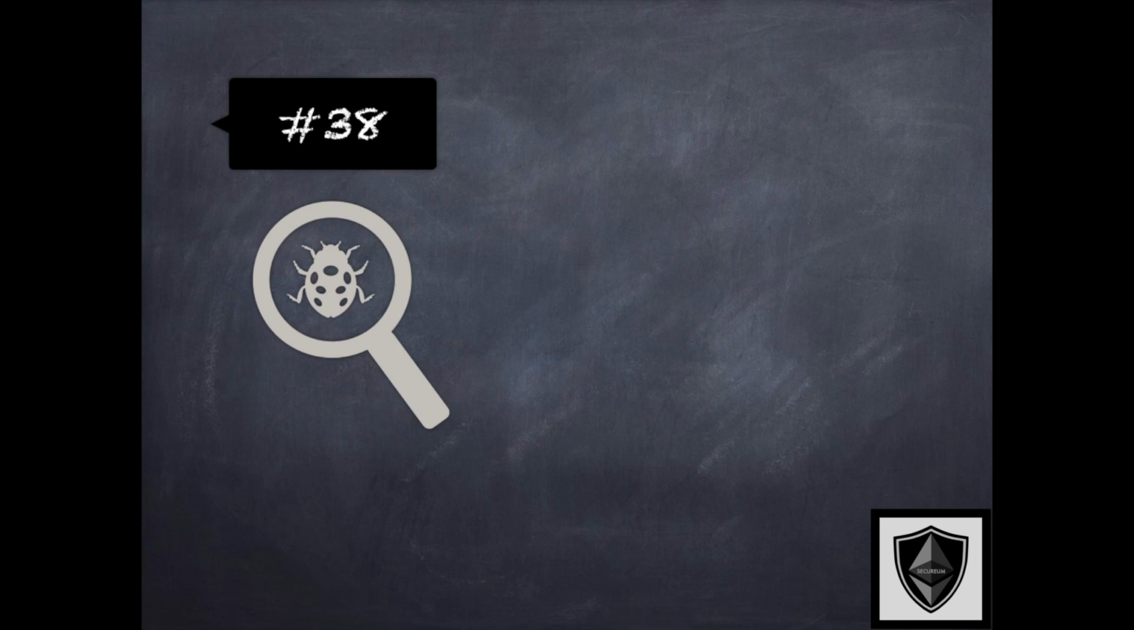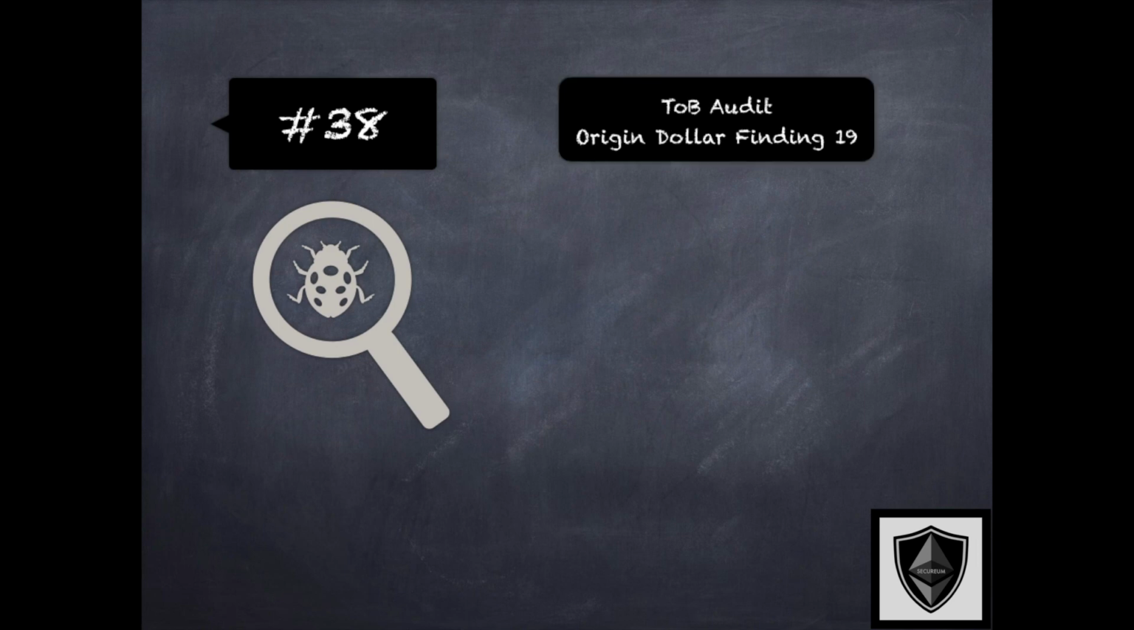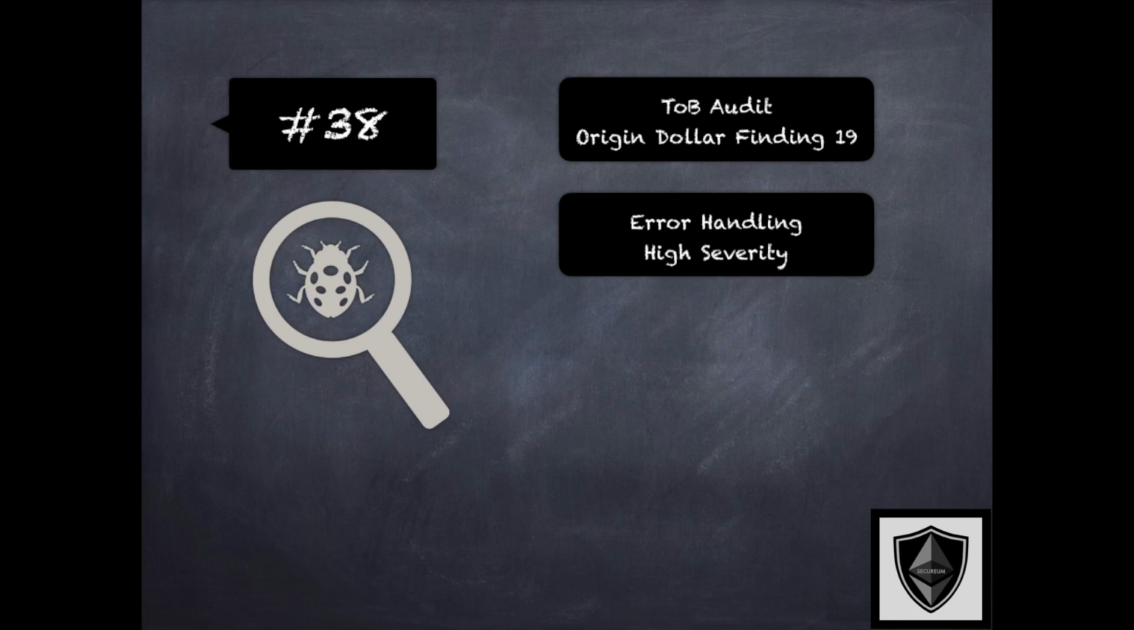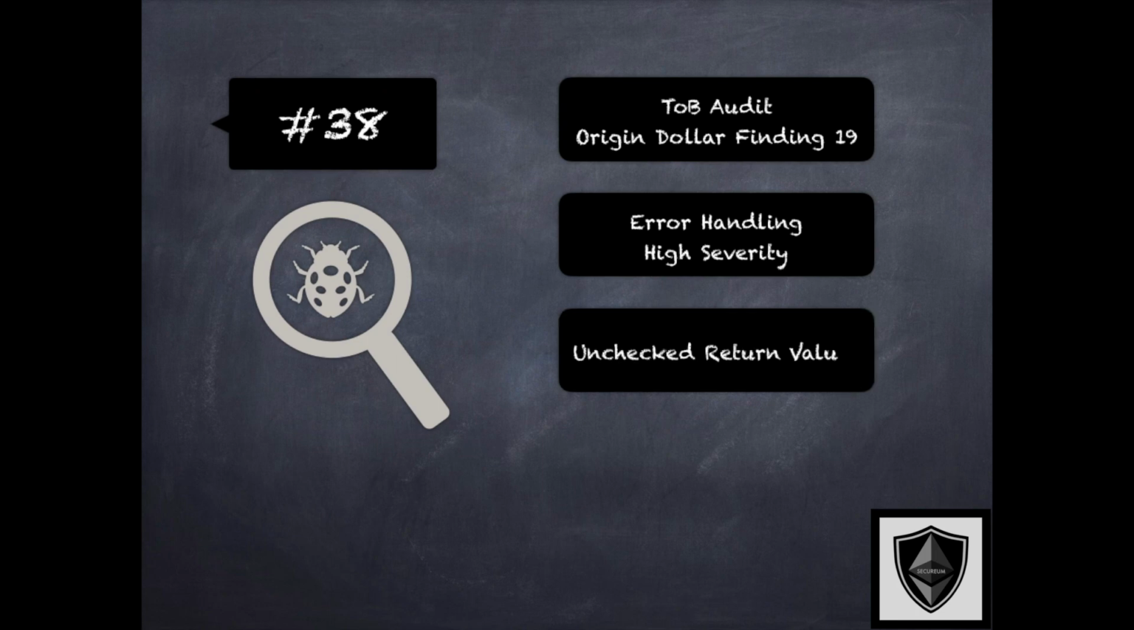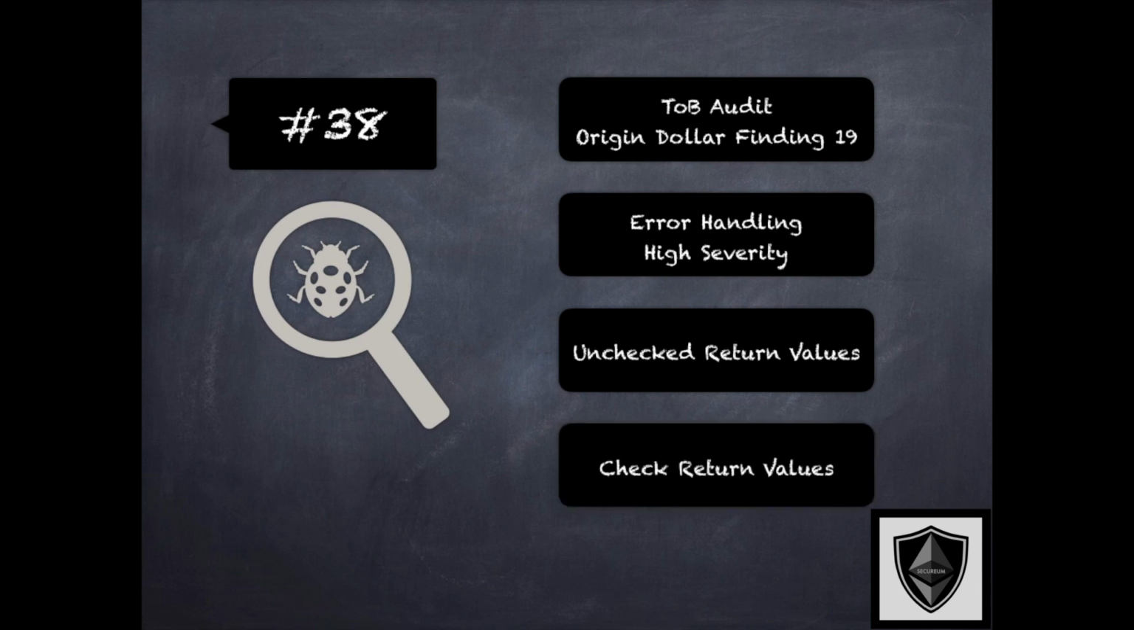Number 38 is another finding from Trail of Bits audit of the origin dollar, where it was a high severity finding related to error handling. The issue was that several function calls did not check the return value, without which the code is error prone and may lead to unexpected results. The recommendation was to check the return value of all function calls that return a value.